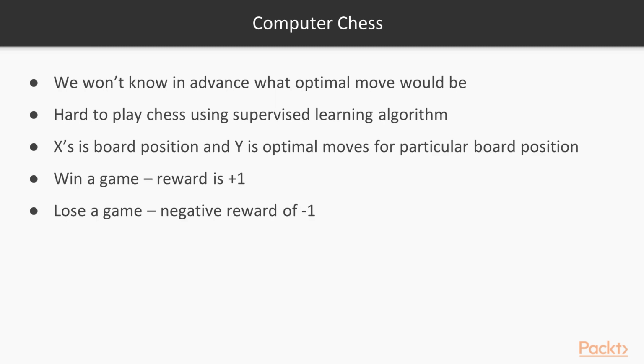A computer playing a game of chess is another example in which at any stage of the game we won't know in advance what the optimal move would be, so it is very hard to play chess using a supervised learning algorithm. It is hard to say X is the board position and Y is the optimal move for this particular board position. Instead, whenever it wins a game, we provide a reward of +1, and whenever it loses a game, we give a negative reward of -1.